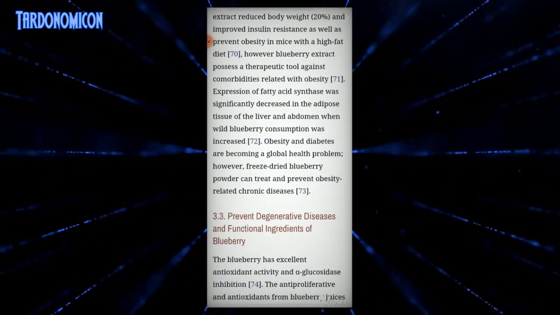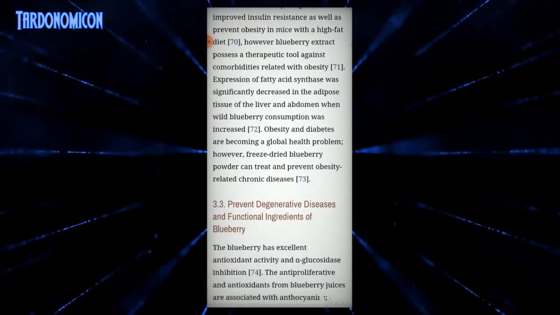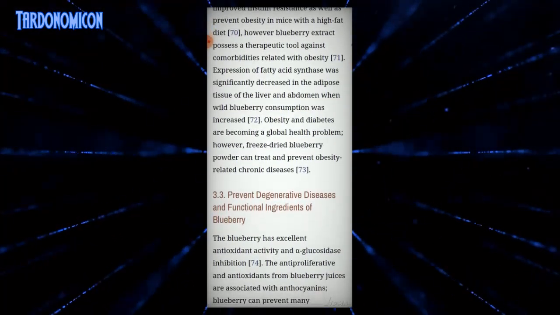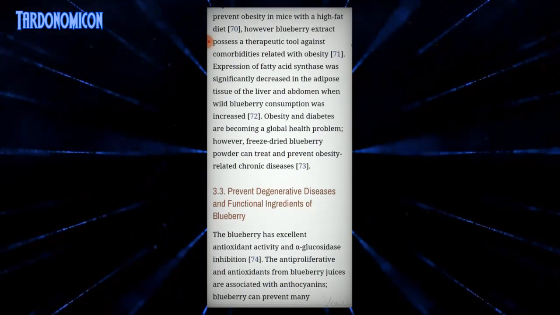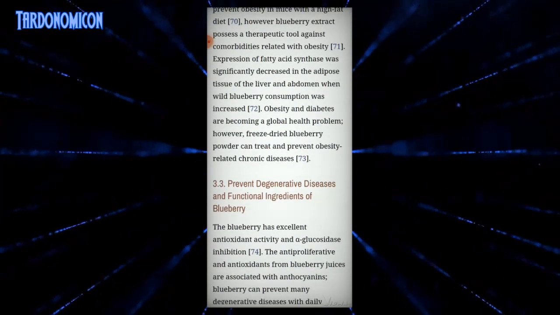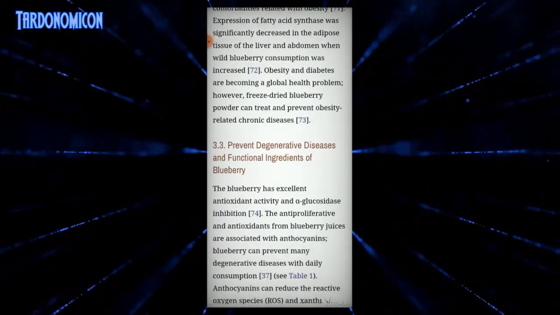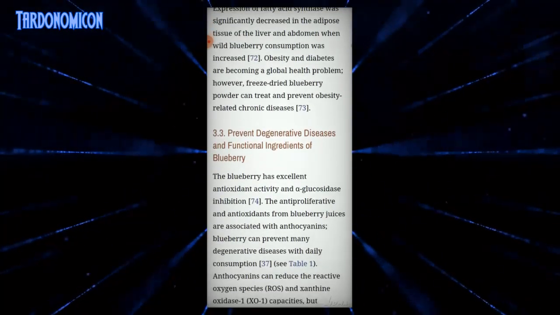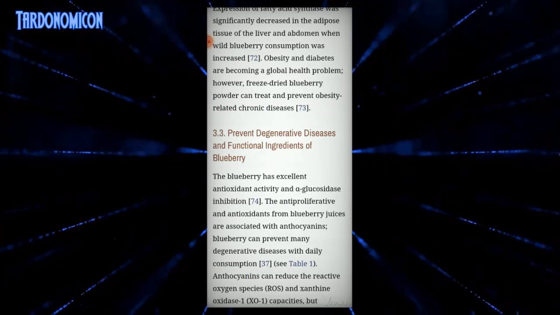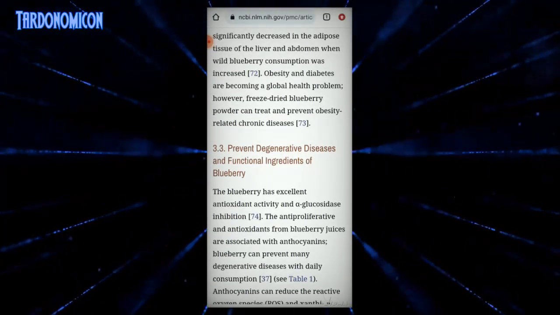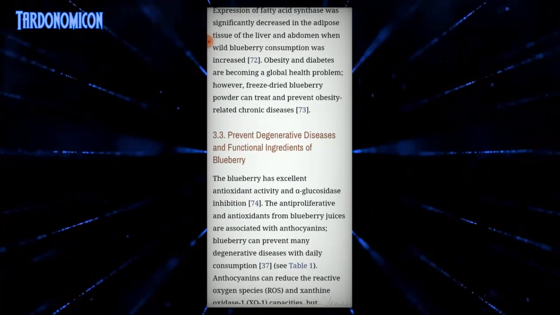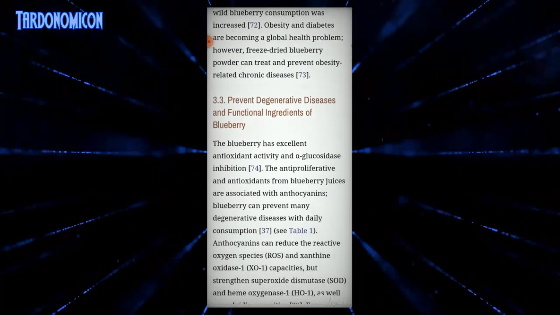Expression of fatty acid synthase was significantly decreased in the adipose tissue and liver, so it helps stop fatty liver when wild blueberry consumption was increased. Obesity and diabetes are becoming a global health problem. However, freeze-dried blueberry powder can treat and prevent obesity-related chronic diseases.